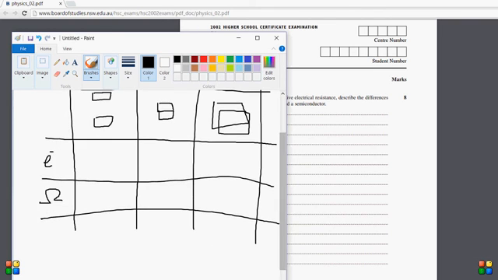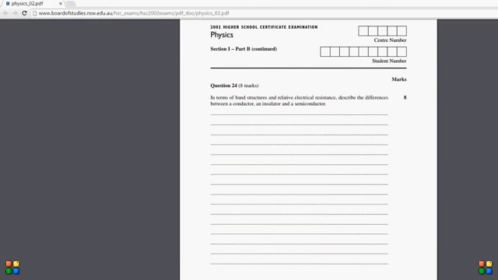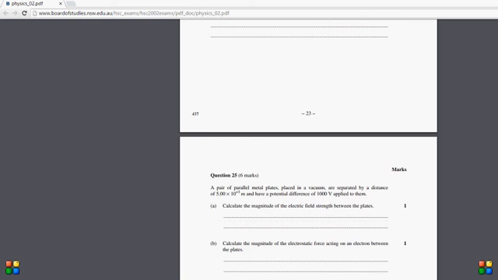So just draw a nice huge table and don't leave any parts of the table blank, because that shows you don't have any information on that part. I would draw a really big table and put descriptions about conductor, insulator, and semiconductor, so when the marker marks it, they can clearly see the differences between these three. And remember, we have to relate it back to band structures and relative electrical resistance. Okay.